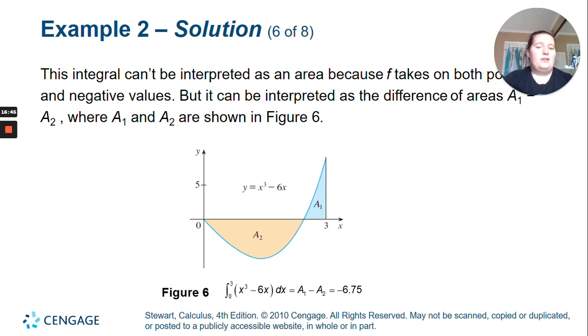So what does that mean for us? That means that the actual area between the x-axis and the curve, keeping in mind that the area under the axis is negative and the area above the axis is positive, is exactly negative 6.75. So that's what we can conclude from all of this. So the integral from 0 to 3 of x cubed minus 6x dx is negative 6.75.